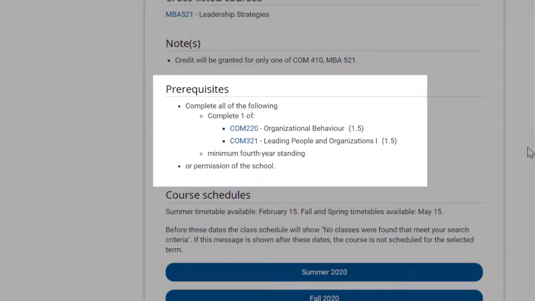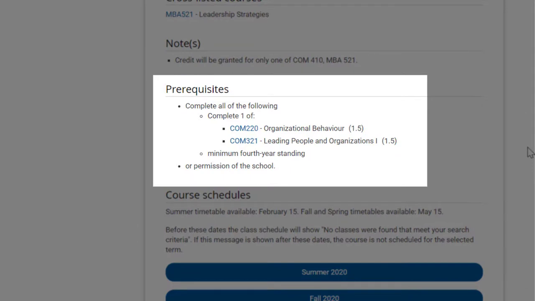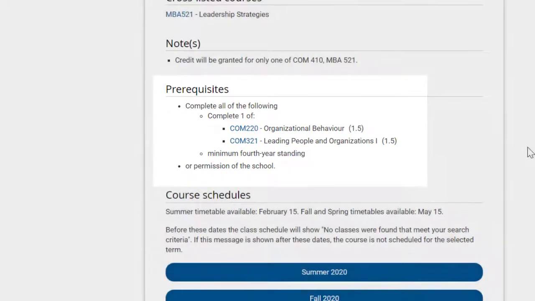Next, we have the prerequisites. Prerequisites are courses or other requirements that must be satisfied before a student may register in a course. Co-requisites, on the other hand, are courses or other requirements that must be completed concurrently, or at the same time, as a specific course. We're going to offer a separate dedicated tutorial to cover the nuances associated with how to read and interpret prerequisites and co-requisites.